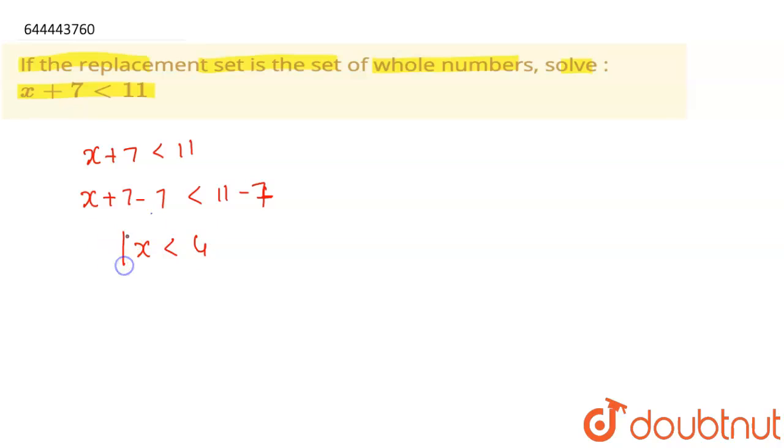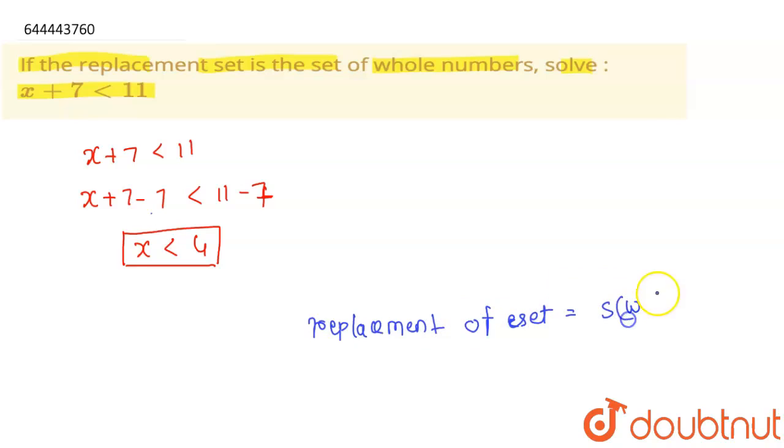So here we got the value of x which is less than 4, and what they have said is the replacement set is the set of whole numbers. So I can write replacement set is equal to set of whole numbers. What is whole numbers, students? Whole numbers is 0, 1 and so on. So I can write here our solution set would be 0, 1, 2 and 3.